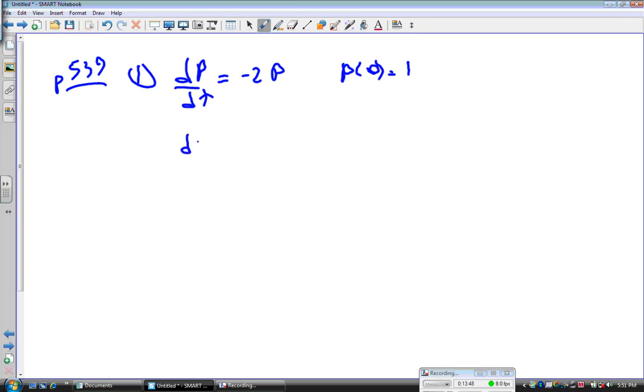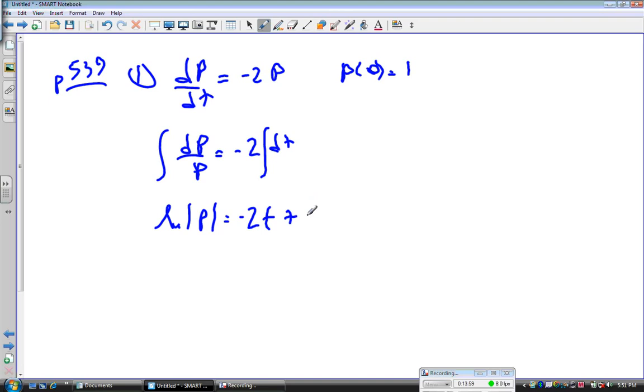Well, let's separate the P's from the t's. dP over P equals negative 2 dt, and to integrate, we did one just like this. ln absolute value of P is negative 2t plus a constant. I usually use a. Then let's get rid of the ln, and you get P equals b e to the negative 2t. All right, now all we need to know is what b is. Well, let's find out. P is 1 when t is 0. So clearly b is 1.